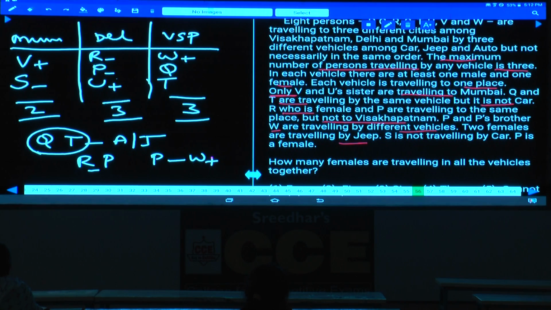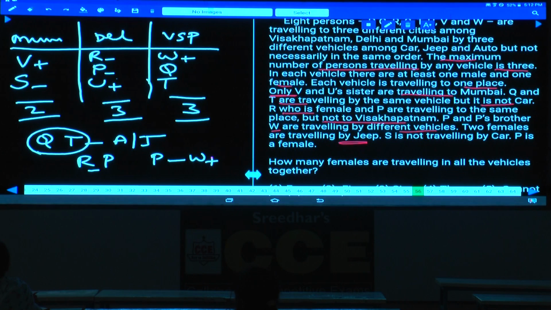As this person is a male, then 2 females are traveling by jeep. As 2 persons are traveling by jeep, then the jeep cannot be Delhi, isn't it? Because 2 females are traveling by jeep. S is not traveling by car, and P is a female. Tell me then. Now, this Q and T can travel by either jeep or auto.